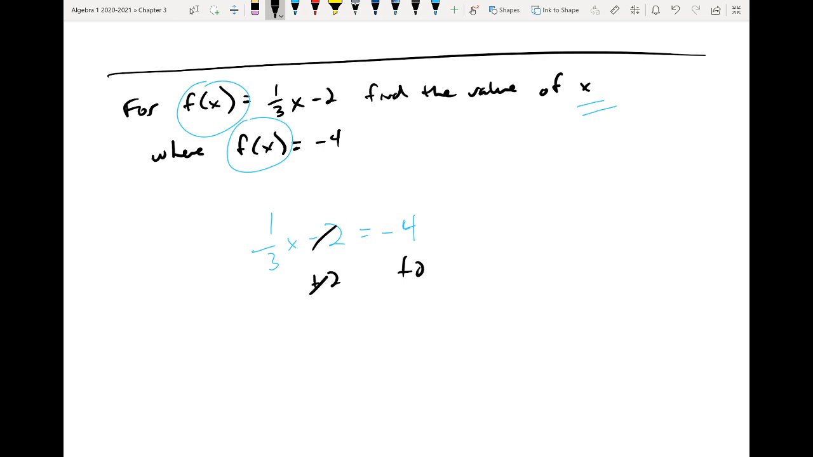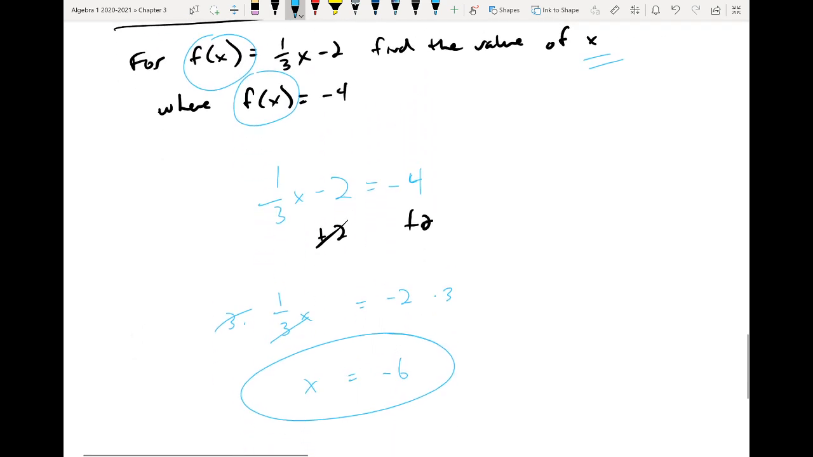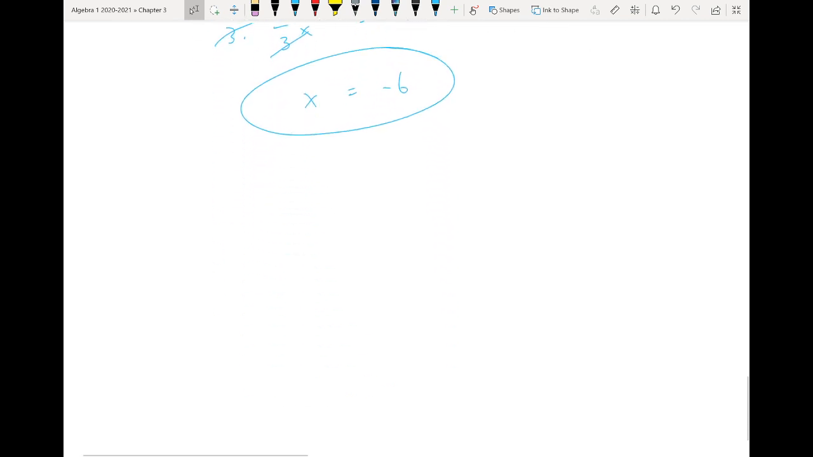Plus 2, plus 2, those guys are going to cancel. I have 1/3 x equal to -2, multiplied by 3, multiplied by 3, right? Those cancel out, and x is going to be equal to -2 times 3, which is -6, and that is your answer. So, it's like they gave us the y, and then we solved for x, versus giving us an x, and we solve for y. Just work it the other way around.